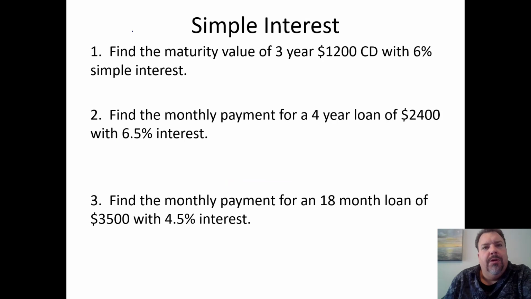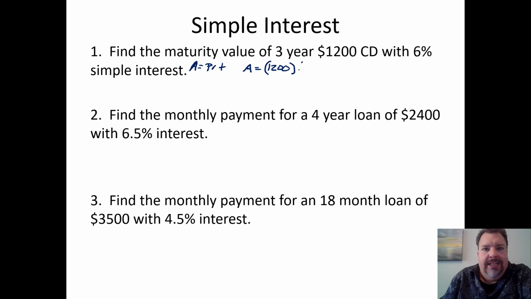All right, I want to go over a few more examples of simple interest. Here for number 1, we're finding the maturity value of a 3-year $1,200 CD with 6% simple interest. So again, first step is to always find the amount of interest, which we're going to use A equals PRT, and plug in. The principal is the original amount that is borrowed, or in this case saved. That's going to be 1,200.